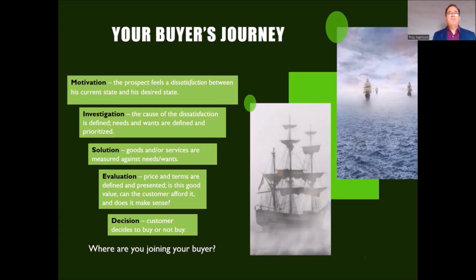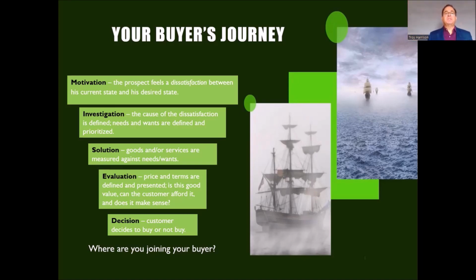Second step is investigation. Your customer investigates and defines the cause of the dissatisfaction, and then they prioritize their needs and wants. Okay, what do I really need? What do I want? And what is the hierarchy of this? How does it fit into my overall picture?